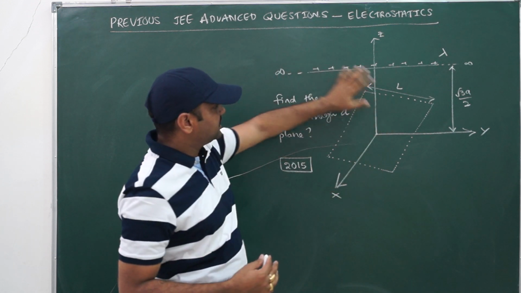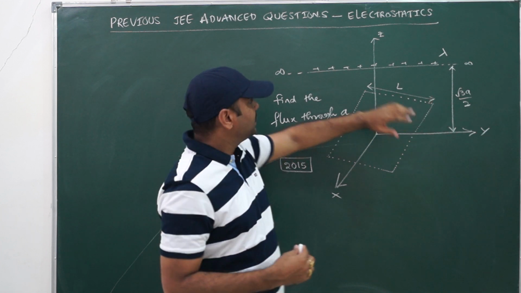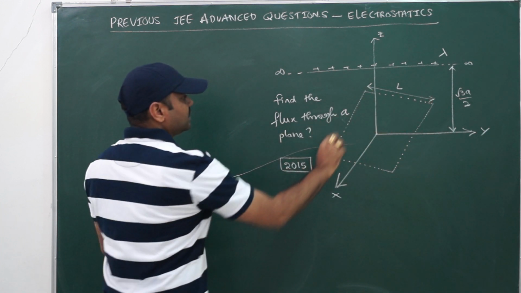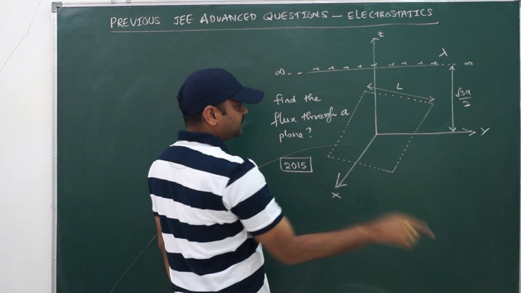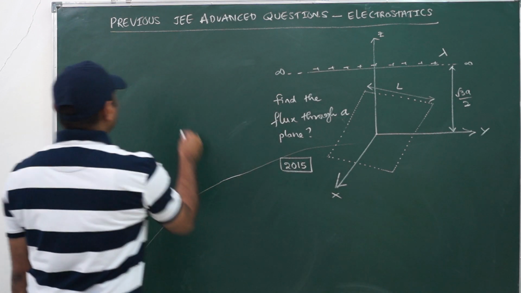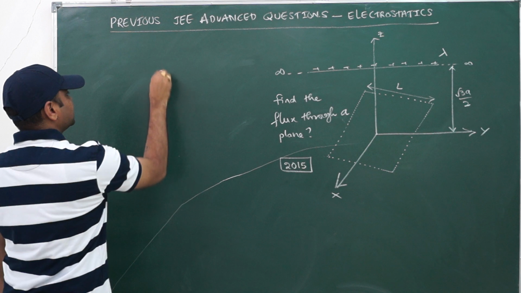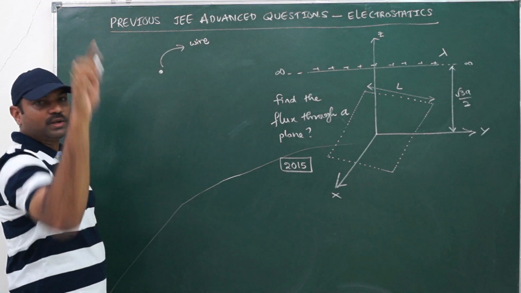This is the diagram, and you need to imagine the things. Now I am rotating the diagram. If I rotate it, X is coming out and Y will go inside, and the wire will be into the board. This is the wire. The wire is perpendicular to the board now.